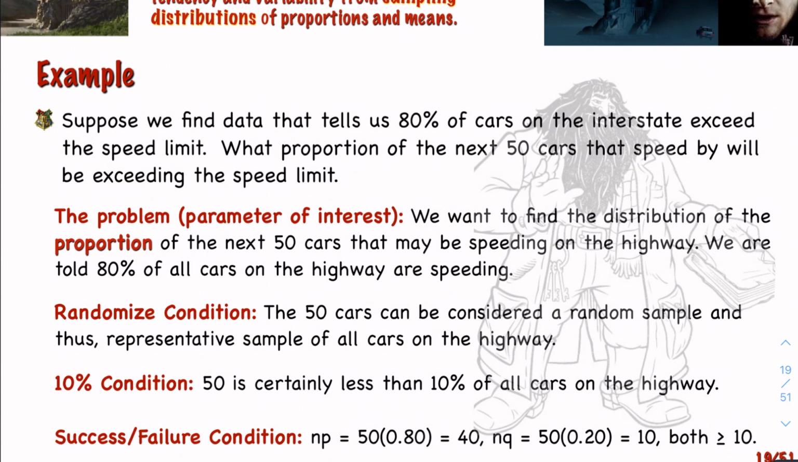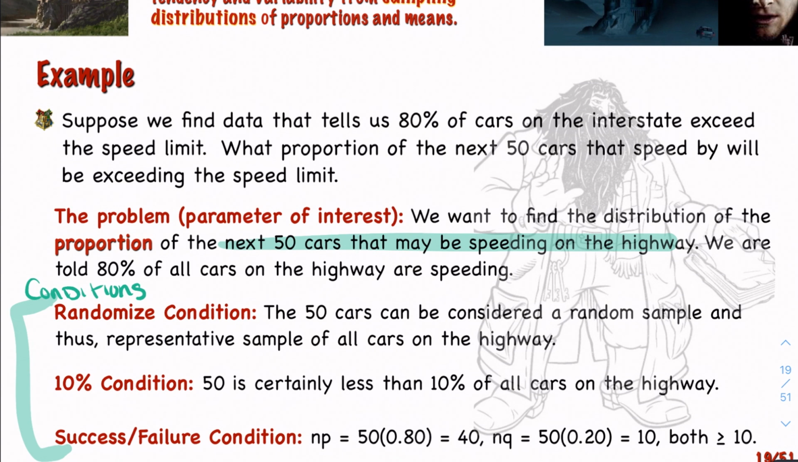So we want to find the distribution of the proportion of the next 50 cars that may be speeding on the highway. We are told 80% of all cars, which is the true proportion, on the highway are speeding. Now we have to think about conditions first. Our conditions need to be satisfied. So let's run through them.